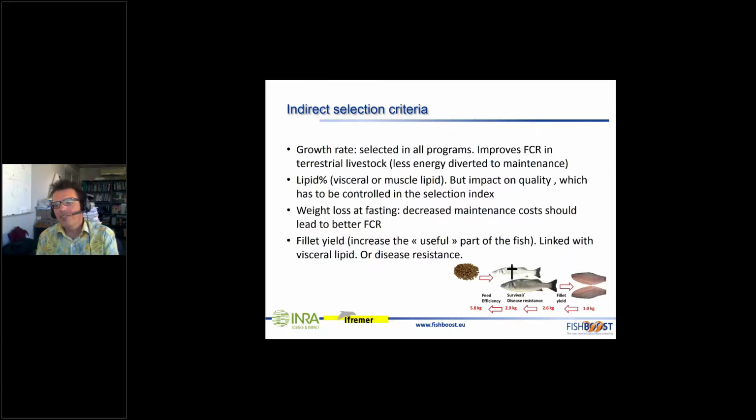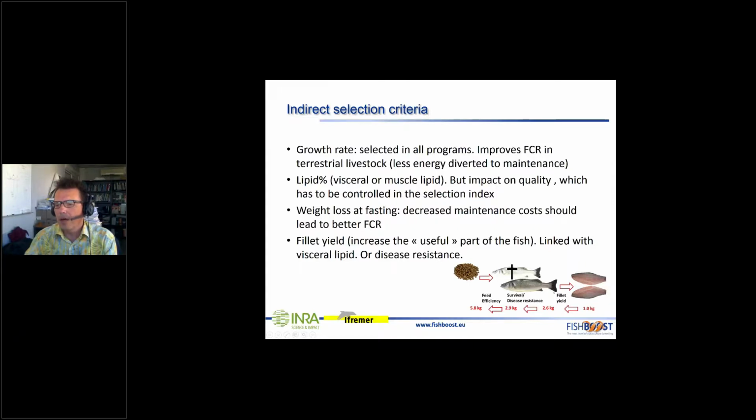But you could also think more globally, thinking, for example, of fillet yield. And if you see the little graph down on the slide, if we consider that our aim is to produce edible fillet for the consumer, then to go from edible fillet to the amount of feed needed, you pass through fillet yield, so the proportion of fillet from a given amount of wet weight.